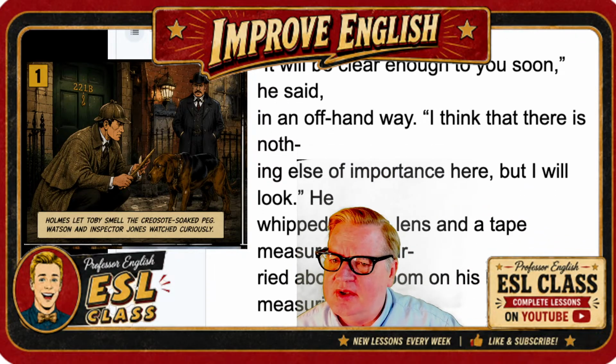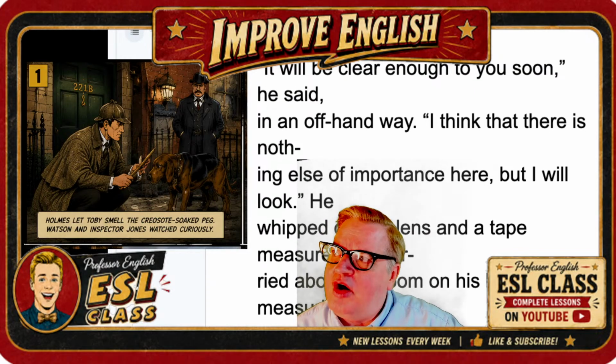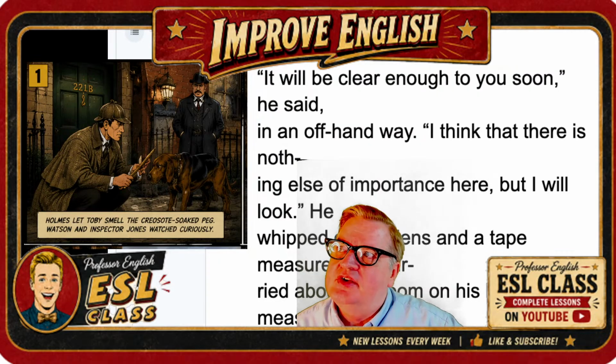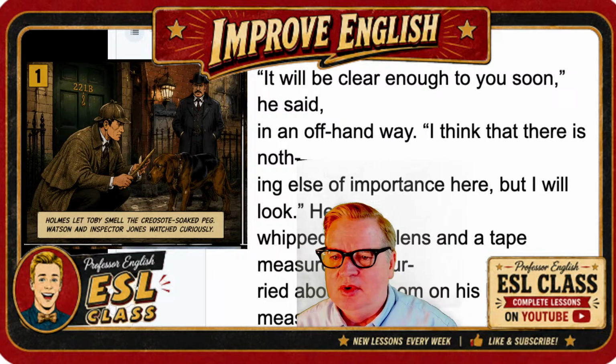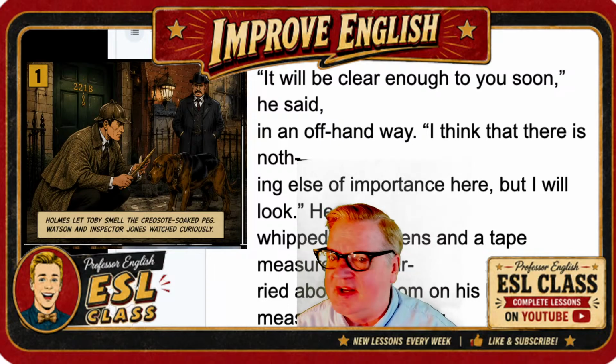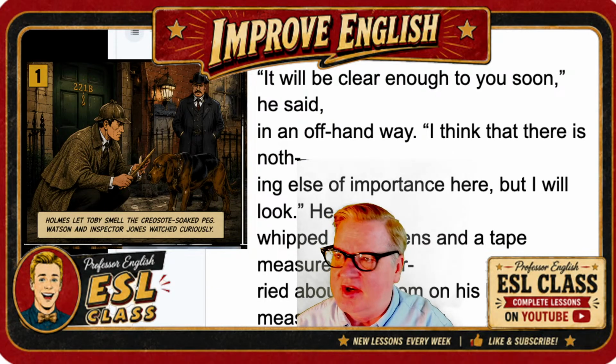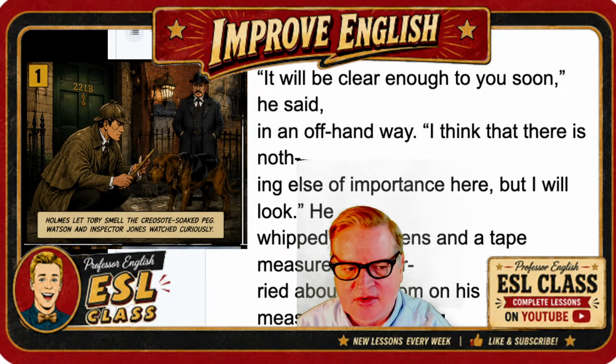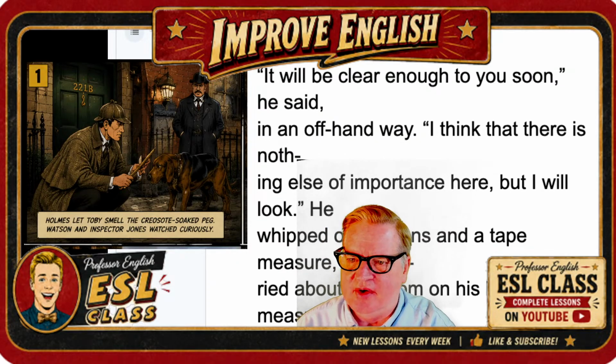"I think there's nothing else of importance here." Offhand means like to dismiss something. So he's pretty confident that he's seen everything. So offhand could also mean very casual. So if he says, I think there's nothing else of importance here, and he says it in an offhand way, he's really not concerned about missing anything. He's seen everything. He's very confident about that. Like, there's nothing else here. That's being offhand. Not very concerned. Very casual.